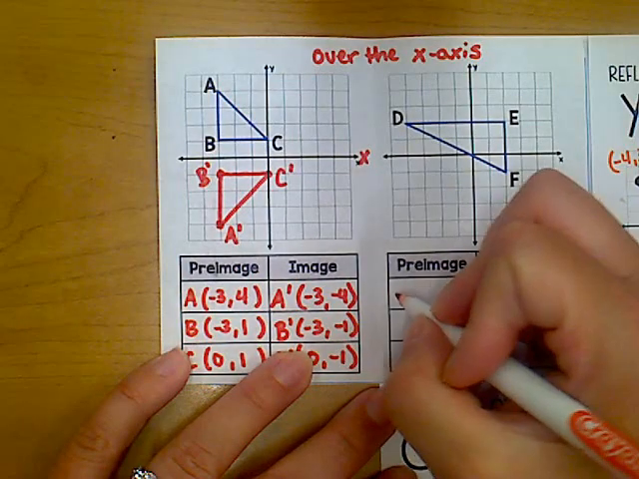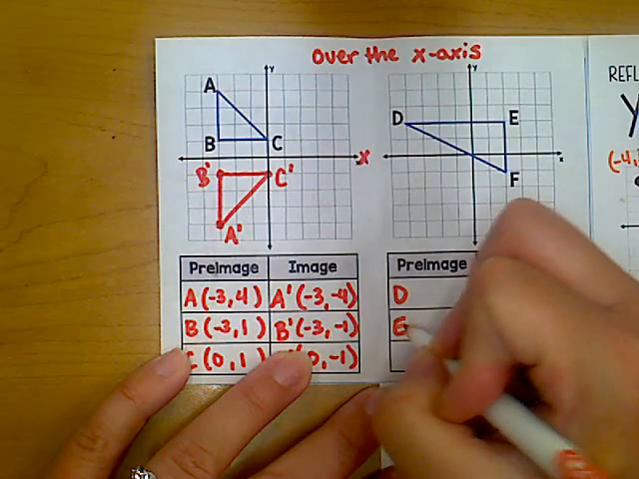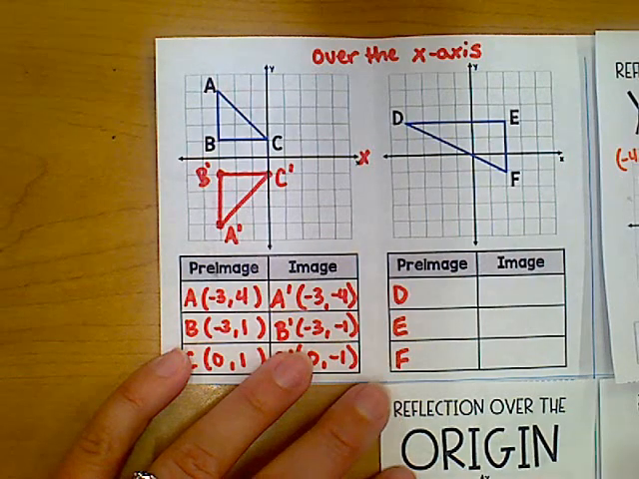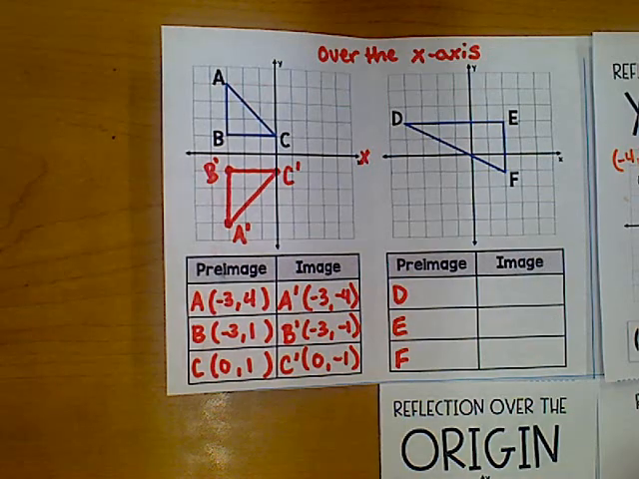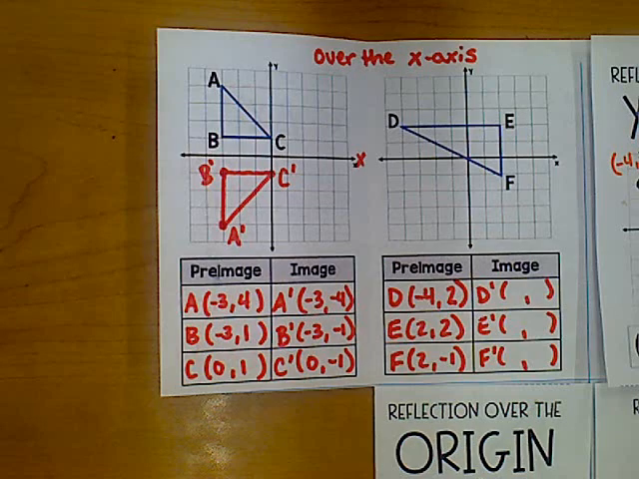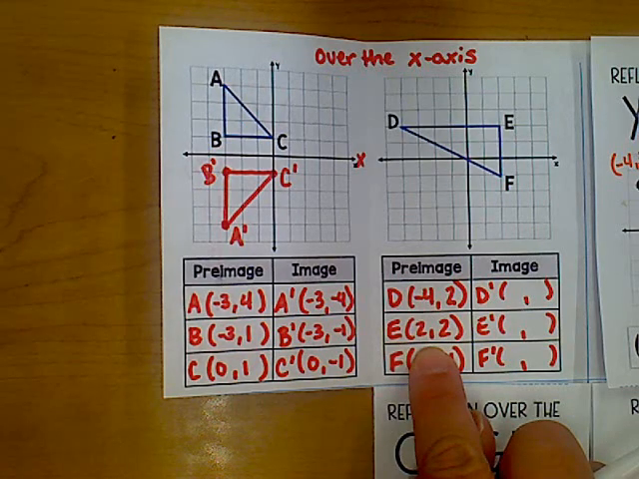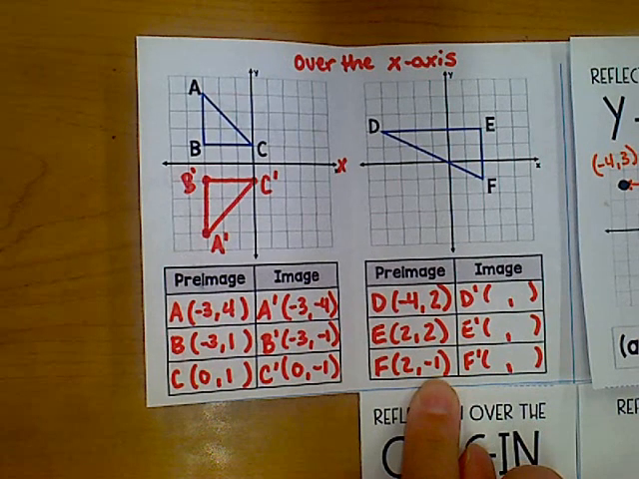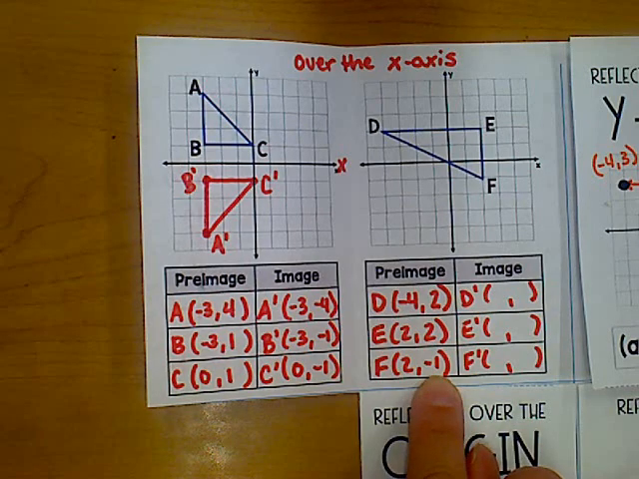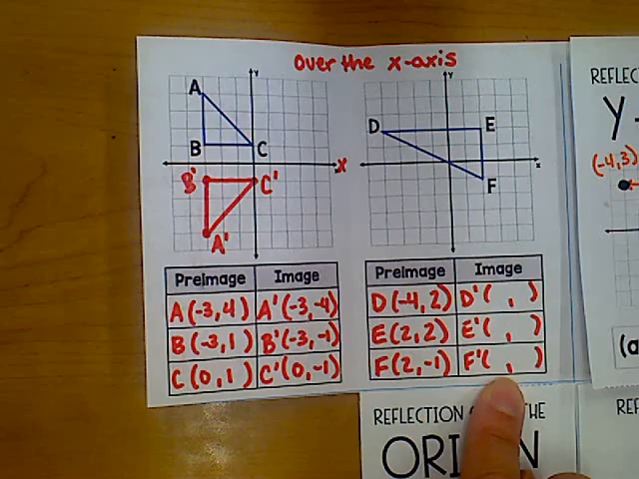So to start, let's find D, E, and F. What are their ordered pairs? Okay, so let's check how you did. I got -4, 2 for D, 2, 2 for E, and 2, -1 for F. If you got those same things, let's go ahead and apply our rule and find our image coordinates, or our D prime, E prime, and F prime.